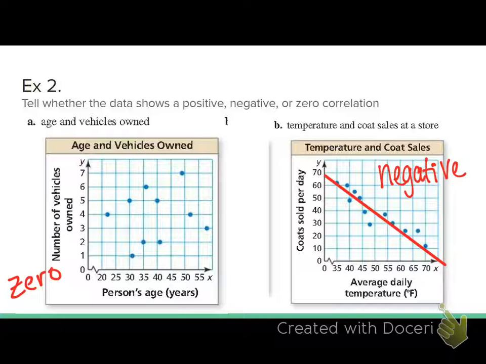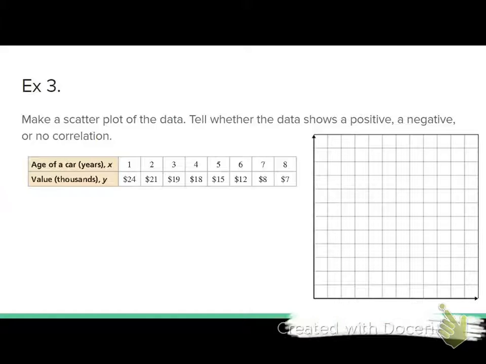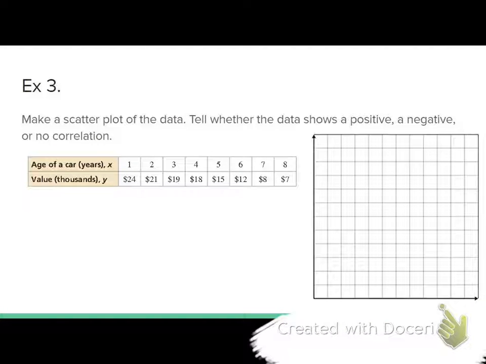We ready to make a scatter plot? Yes, no, maybe so. All right, make a scatter plot of the data. Tell whether the data shows a positive, a negative, or no correlation. So when we do this, they already set up what our axes should be. So our x-axis should be labeled with age of a car. So I would actually write that by that axis.